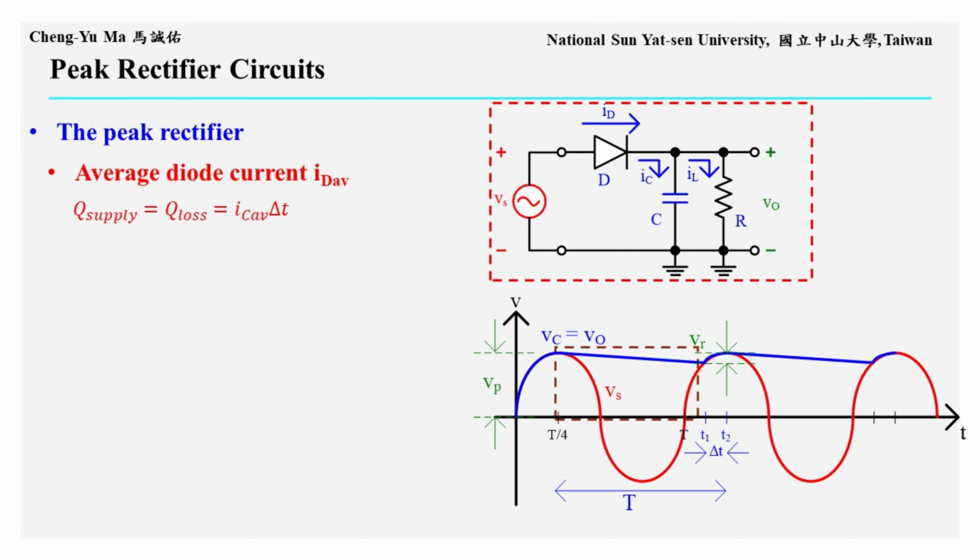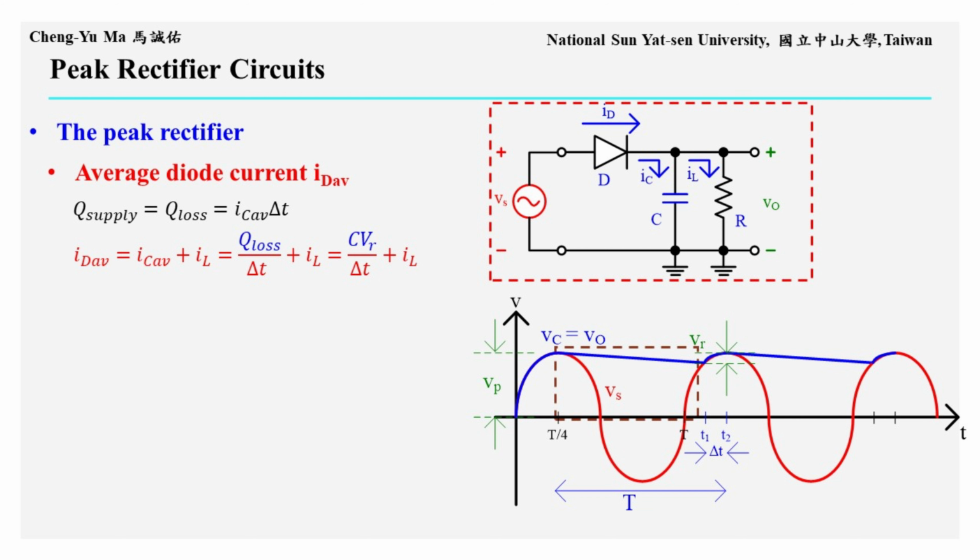Next, we calculate the average diode current, ID average, over one full signal period. During one cycle, the diode conducts only during the charging interval delta t. The total charge supplied to the capacitor during charging must equal the charge lost during discharge. The supplied charge equals the average capacitor charging current, IC average, multiplied by delta t. Therefore, the average diode current, ID average, equals the average capacitor charging current plus the load current, IL. The average capacitor charging current equals Q loss divided by delta t.